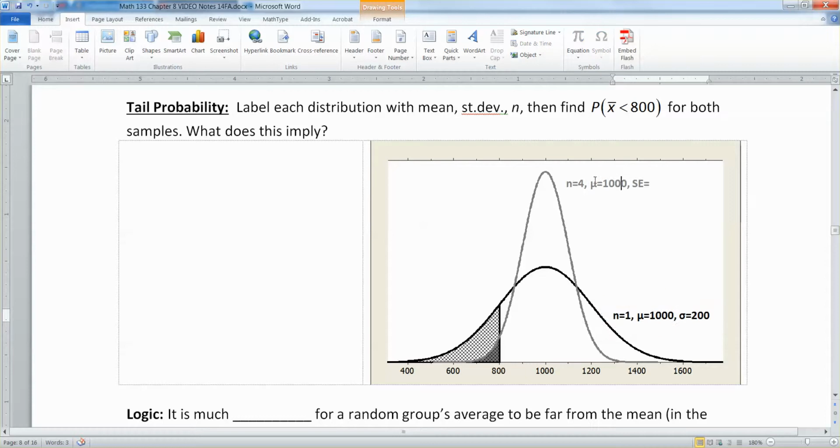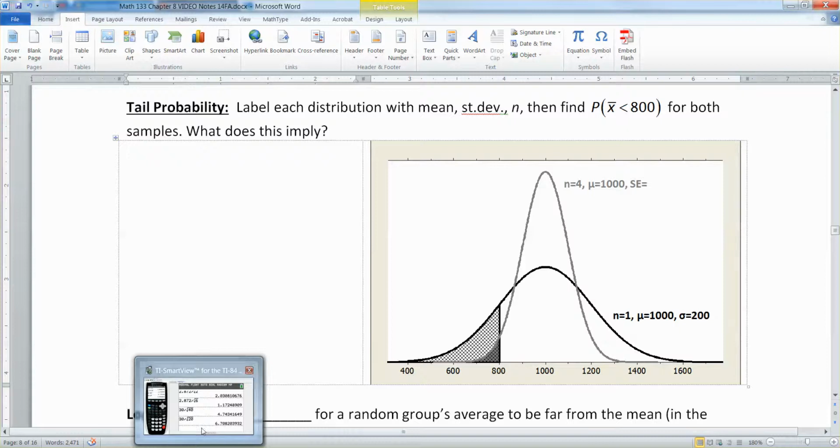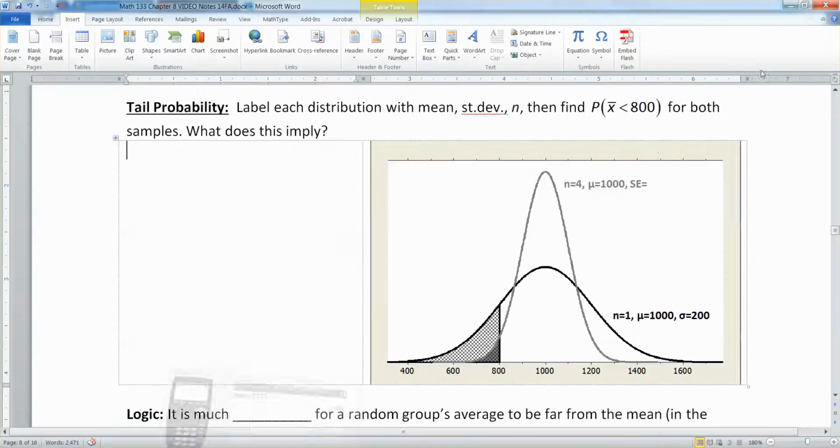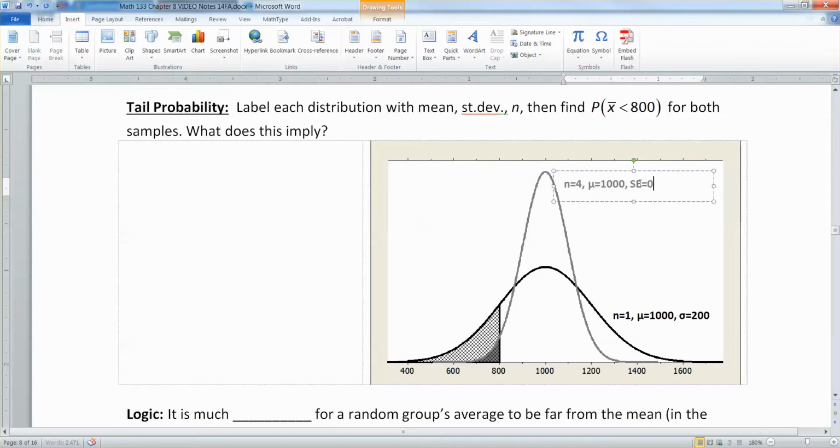Now I want to look at this gray curve right here. Well, that's where n is equal to 4. But I'm going to have to figure out my standard error here. So the standard error is sigma over the square root of n. If it's n equals 4, then it would be sigma over the square root of 4. And sigma was 200. So I take 200 and divide it by the square root of 4, and I would get 100.